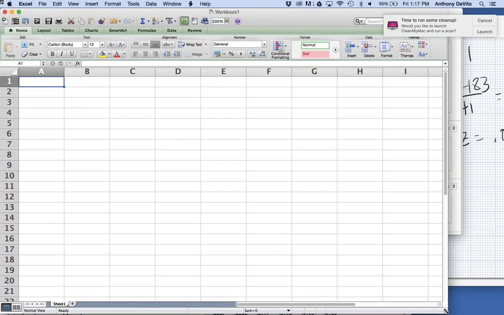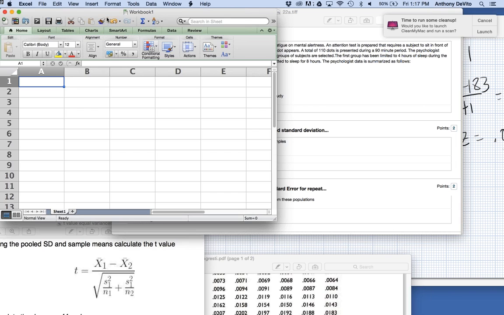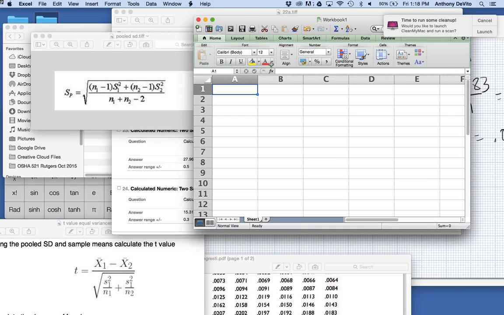Okay, let me reduce the size of this so we can see a couple of things here. Okay, so let's see what we need to know here. We need to know the sample size, right? Sample size for number 1, sample size for number 2. We want to know our standard deviation 1 and our standard deviation 2. Okay, so let's see what we have here.